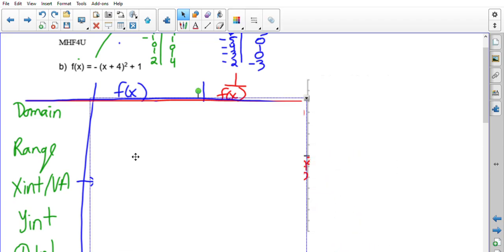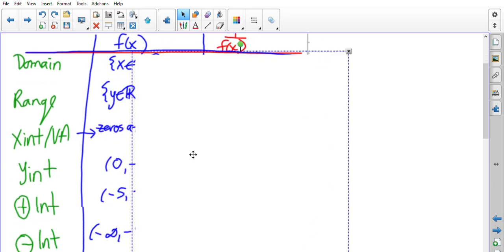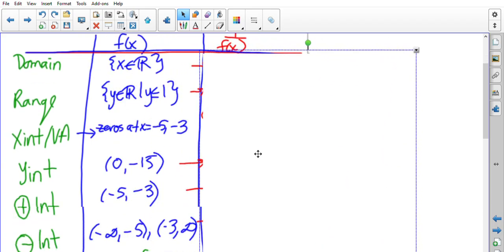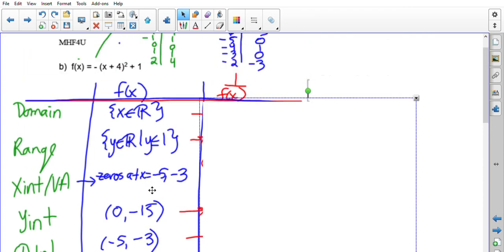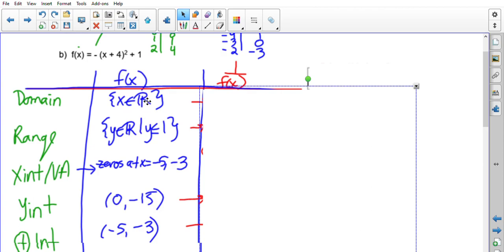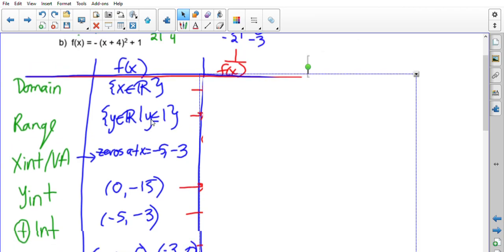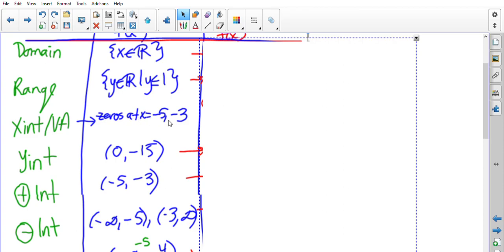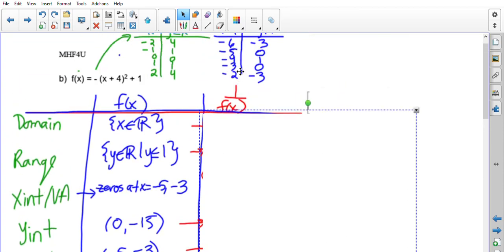All right, so how are we going to use that for filling out our table here? Remember the blue part is stuff you should be doing based on your knowledge of the original function. So parabolas have domain x ∈ R. The range again depends on the direction of opening of the parabola and the location of the vertex. Because it's opening down with the y-coordinate of the vertex being 1, we're going to say y is less than or equal to 1. The zeros we could see are at -5 and at -3.